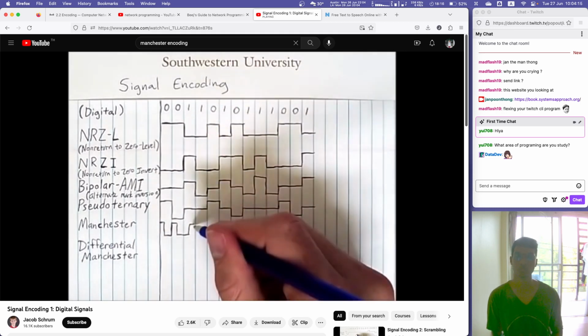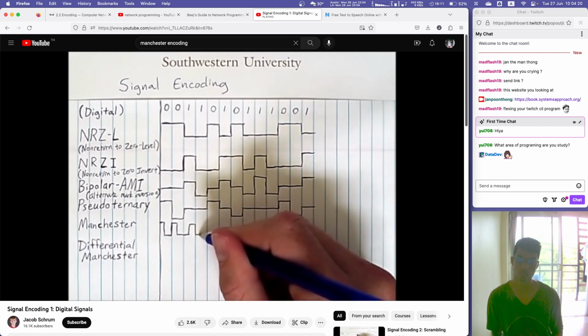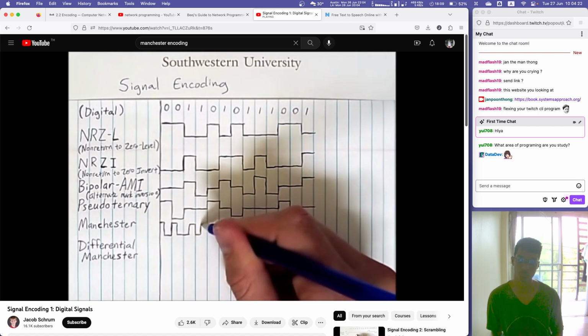Similarly, to encode the next one, we must drop at the transition between intervals so that we can rise up again to represent the 1.